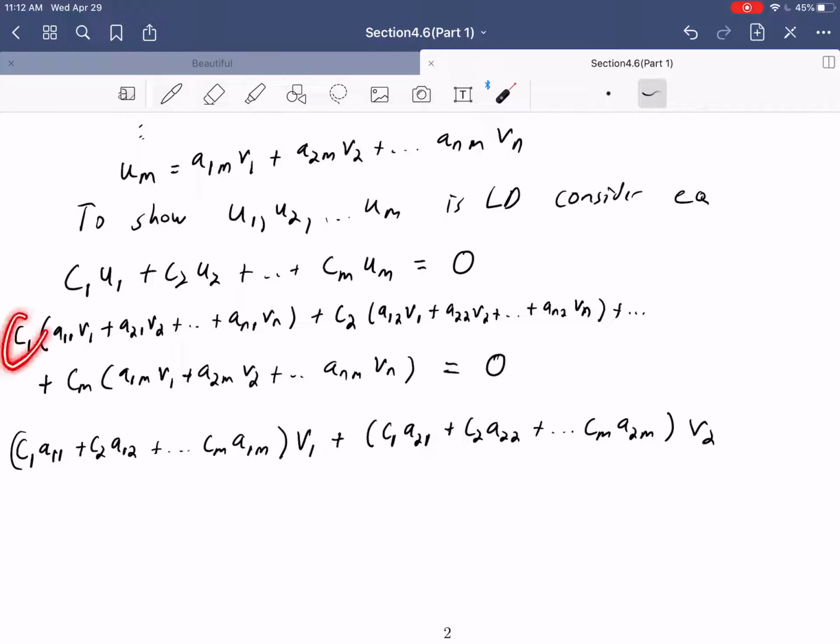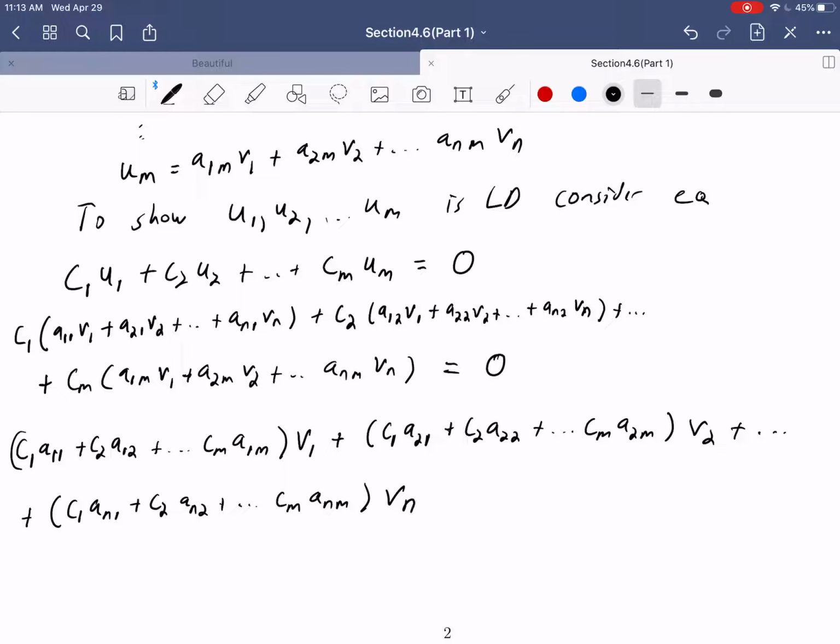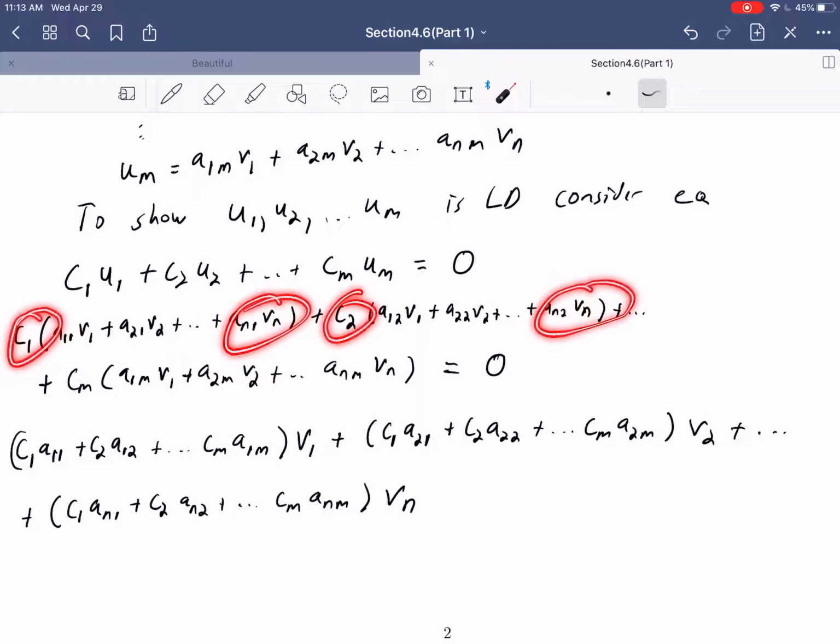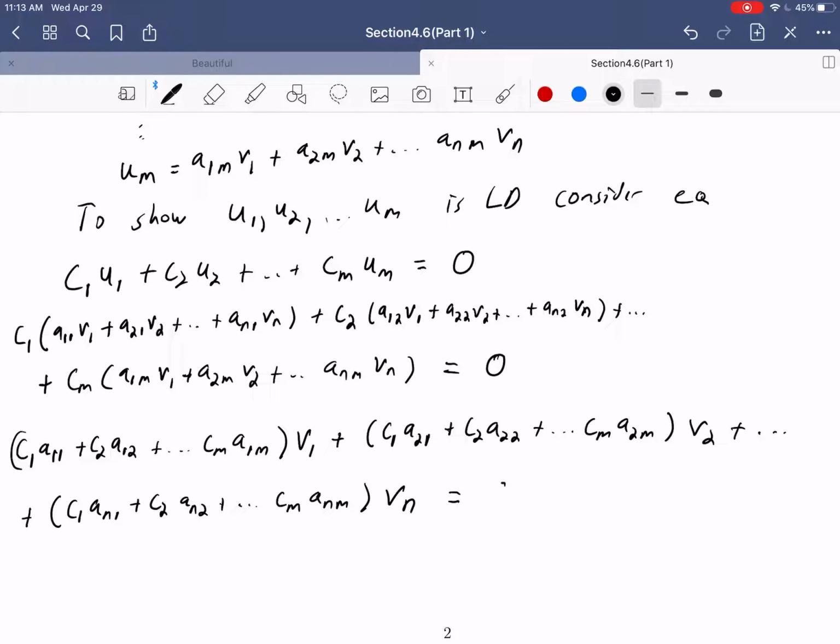So there I distributed the c1 onto this, c2 onto this, cm onto this, and put all that together. Plus dot dot dot plus, and now we'll do the same for the n's. We should get (c1 an1 plus c2 an2 plus dot dot dot cm anm) vn. That was just gathering these terms together, and of course that still equals 0.